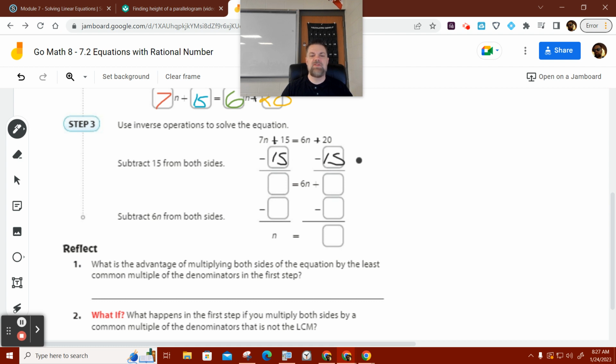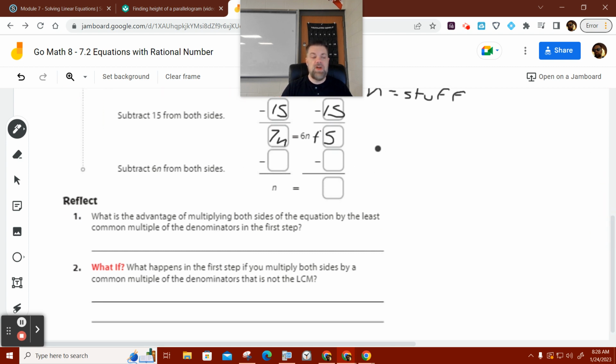Whatever I do on one side, I do on the other. In other words, we're trying to get n equals some stuff. So we're going to move all the stuff to one side of the equation and all the n's to the other side. So when I do that, 15 plus negative 15 or minus 15 is 0. 0 plus 7n is just 7n. Then over here I have 6n. What's 20 minus 15? Positive 5, right?